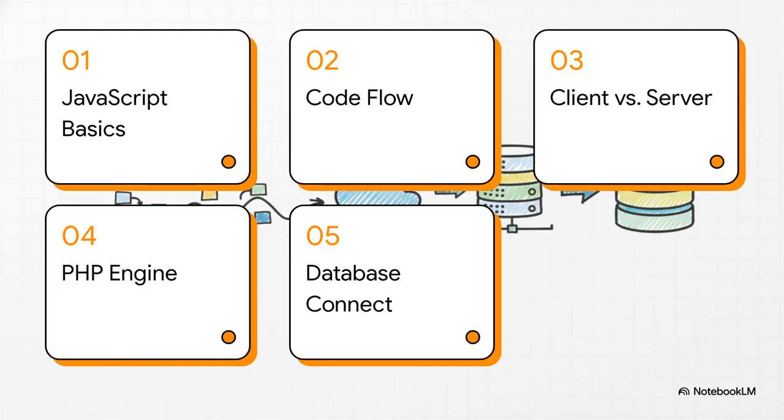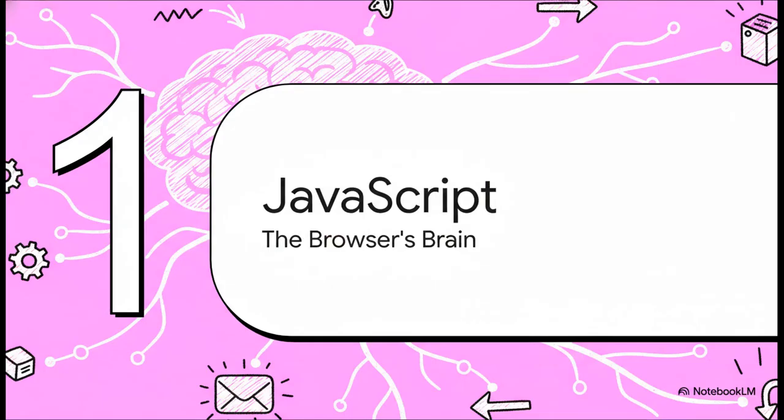We're going to kick things off with JavaScript, which is basically the brains of your browser. Then we'll see how code can make decisions and do things over and over again. After that, it's the big showdown, client versus server. We'll then get to know the server-side powerhouse, PHP, and finally, we'll uncover the secret to getting everything talking to a database. All right, first up, JavaScript.